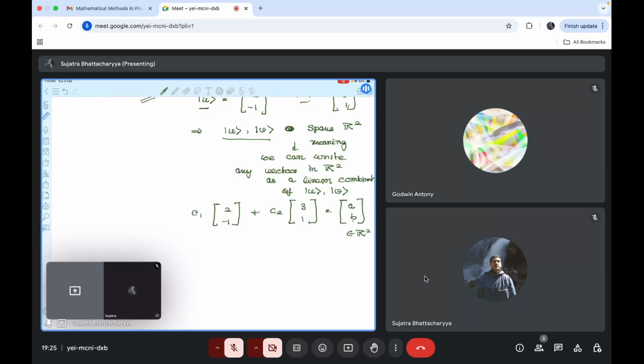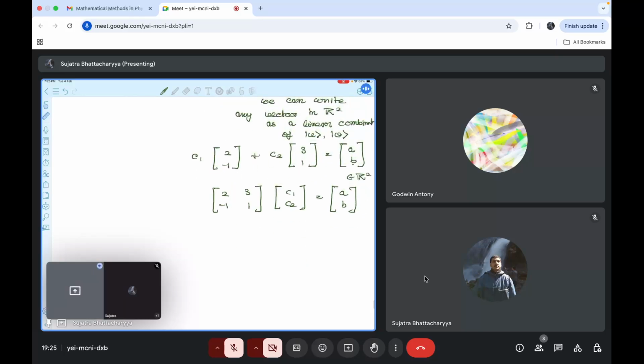Now we can also do it like this, just rearranging the things. This is a matrix, this is (C1, C2), and this is (a, b). That's all. Again, you can come back to the original set of equations and try to solve it. All right, this is the meaning of the span.